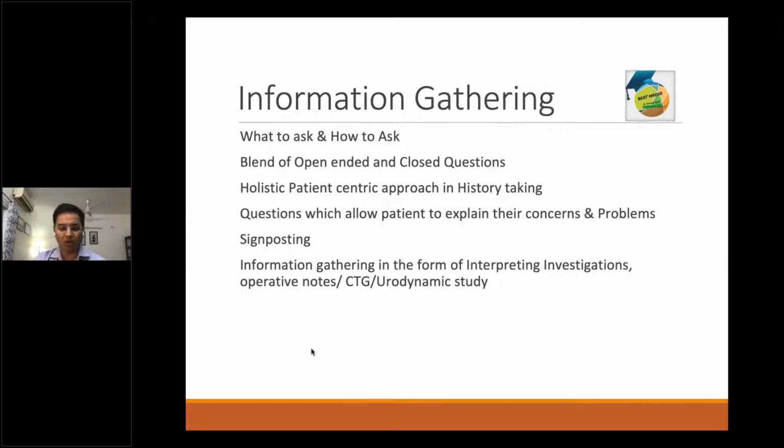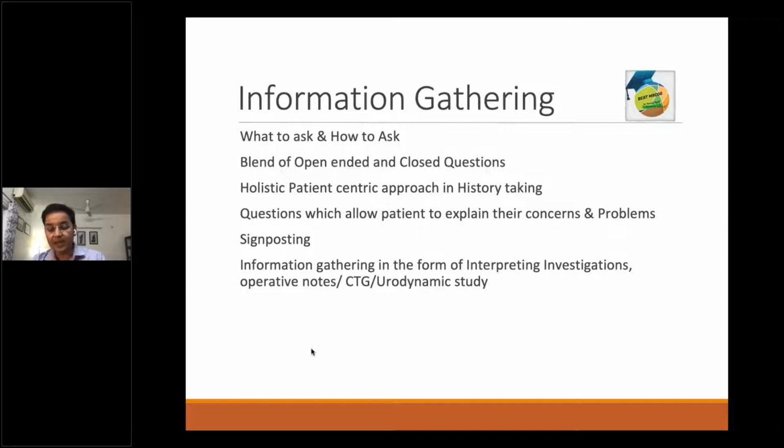Now, the skill of information gathering includes both what is the information that you want to obtain and how to obtain that information. And this is history taking in simple terms, and taking history is one of the first skills that is taught to us in medical school, and it remains the fundamental method of gathering information in order to construct a differential diagnosis and to develop an appropriate management plan.